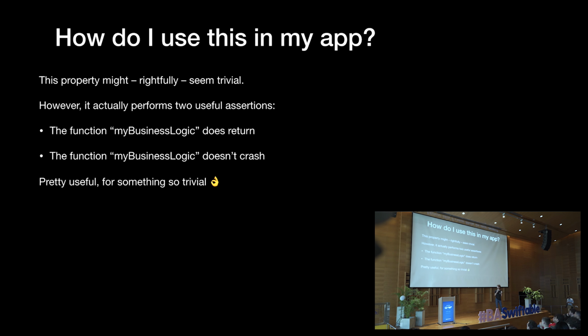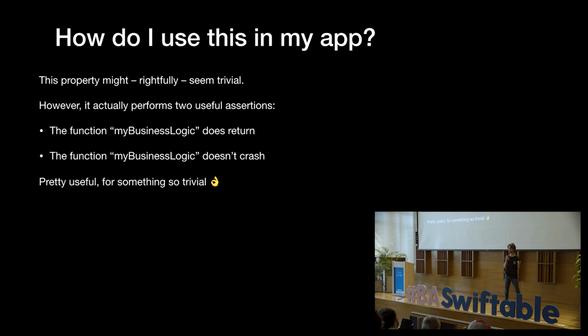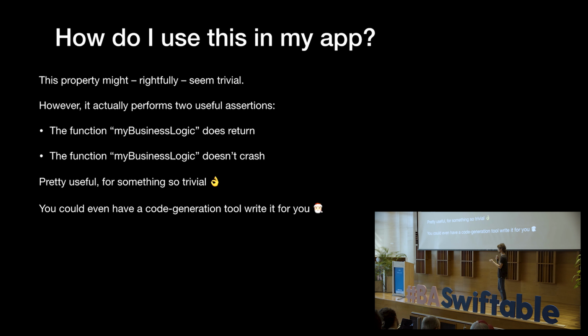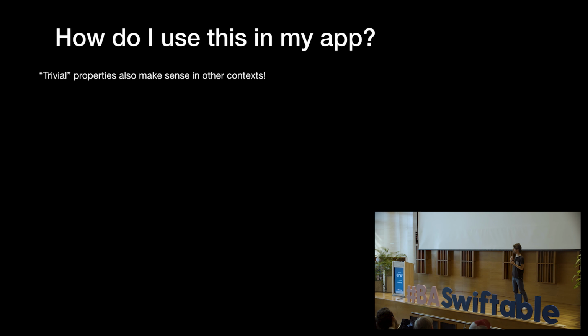So actually, for something so trivial, it's pretty powerful, because you could write some code that would just run your business logic on random input and just check that it doesn't crash and doesn't basically get your app stuck in an infinite loop, and you already have some nice coverage that didn't cost you a lot. And if the architecture of your app permits it, you could even have a code generation tool write this kind of code, because it's very boilerplate, so you can even get it for an extremely small cost. And you can also find other kinds of trivial properties.